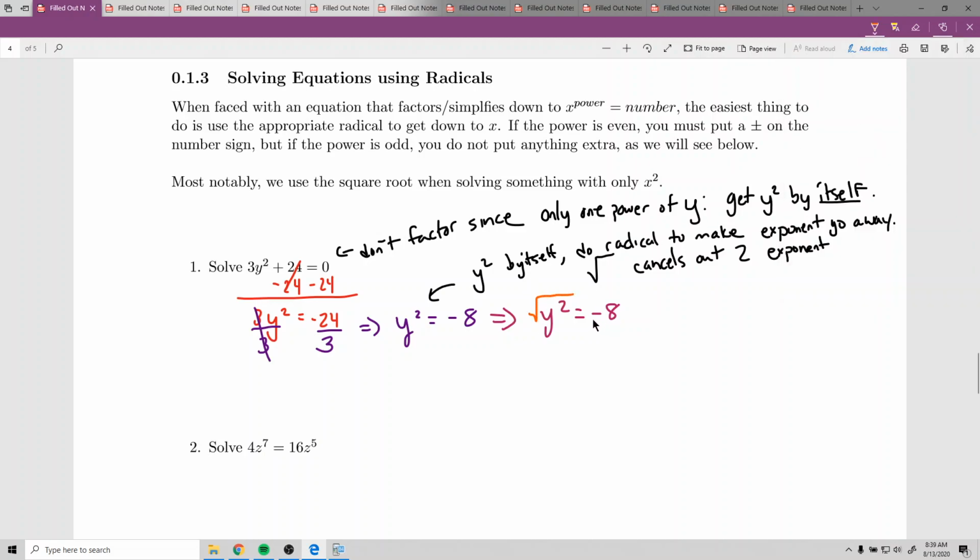Take the square root. Make sure you put that negative in the square root. Whatever's on this side over here on the right has to go inside the square root. And then the one extra thing is, since the square is an even power, we must put a plus or minus.